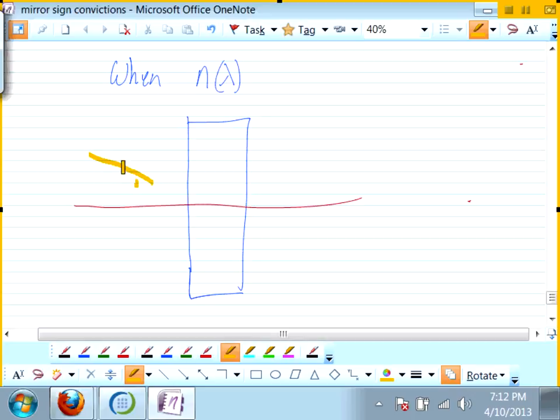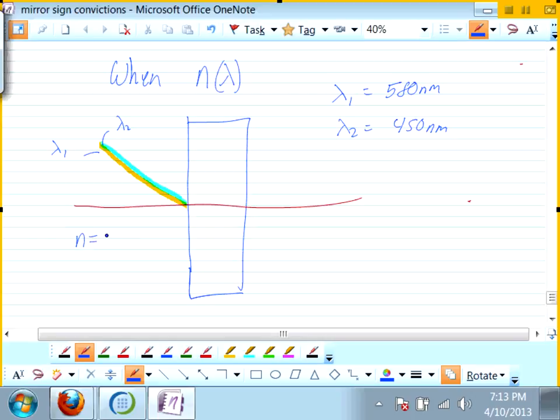And so what I'm going to do is bring in what I call bichromatic light. Light of two colors, yellow and blue. Lambda 1, lambda 2. Lambda 1 will be the yellow, we'll call that 580 nanometers, and lambda 2 will be the blue, we'll call that 450 nanometers roughly. And this is N equal to air. And this is glass.